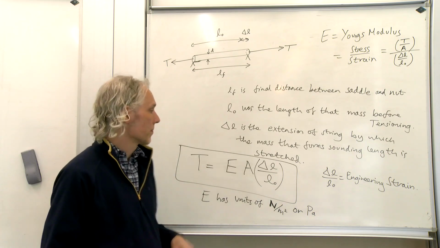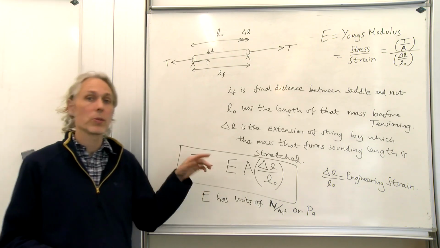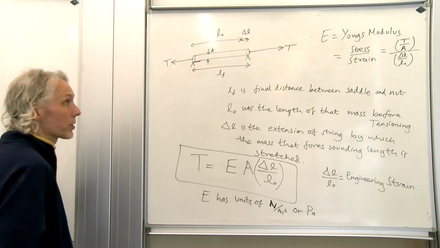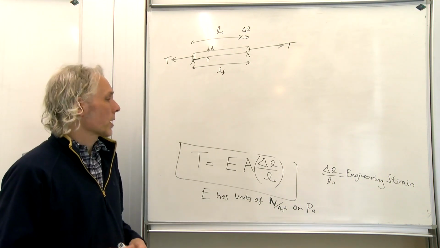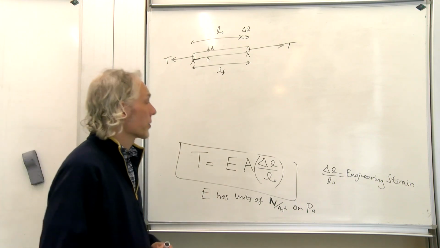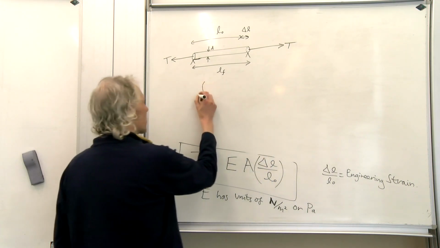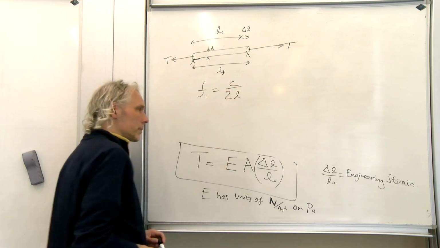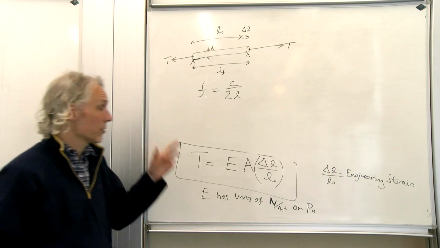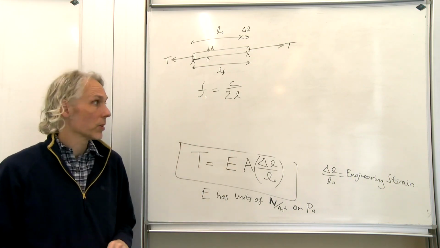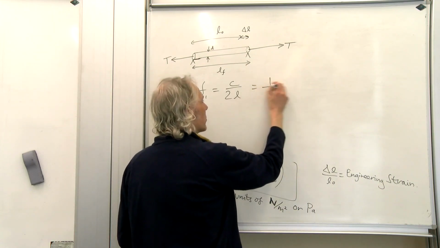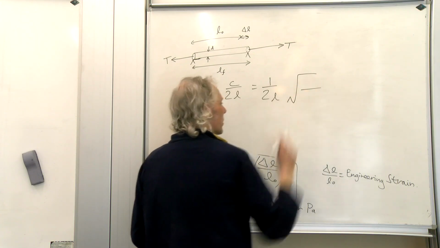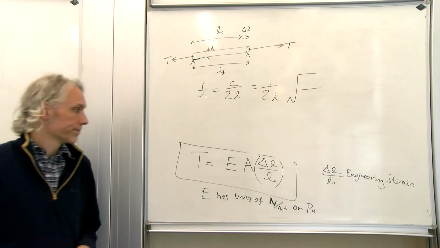Let's see what this means if we put that into the equations we already know for the fundamental frequency of a string, and that's where things get interesting. Okay, so tension equals that. Let's go on to our frequency. The frequency was equal to C over 2L. We know about that, and C is the speed of wave propagation along the string. So that's 1 over 2L times the square root of tension over mass per unit length.